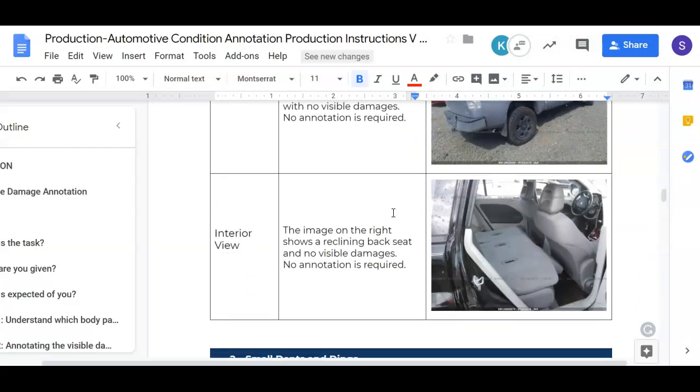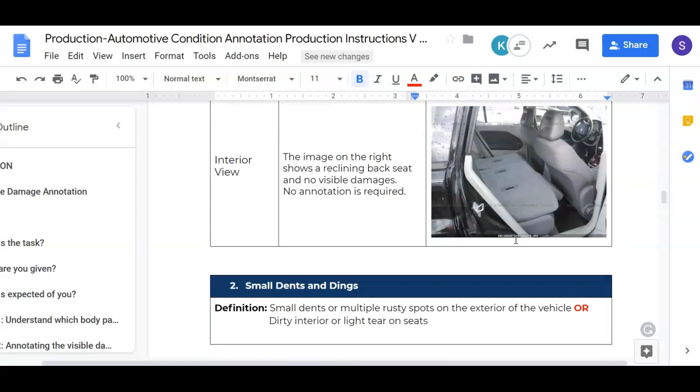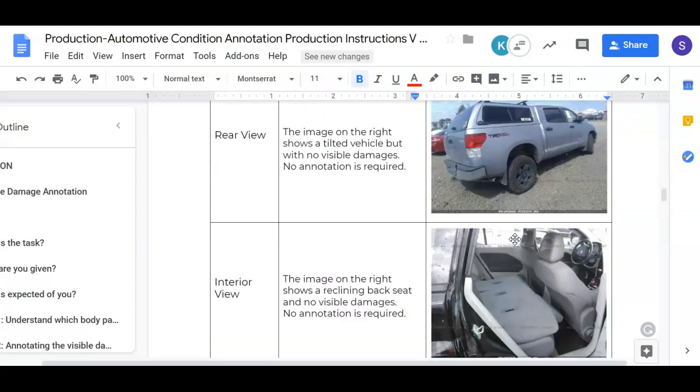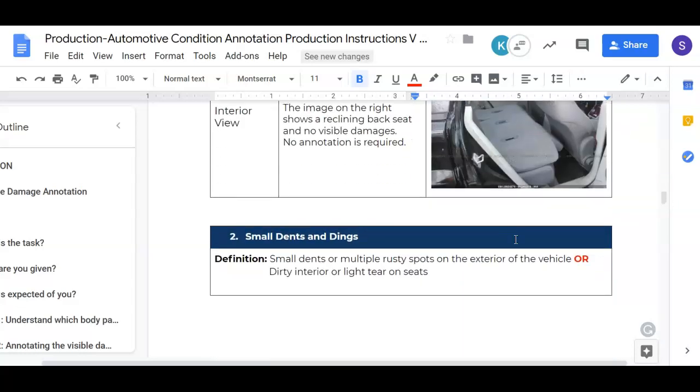Here's another one. Basically the seat is dropped, I mean, it's folded. So there's no damage. Again, no annotations. You just submit the task with no annotation, by selecting the no scratches or minor scratches category.